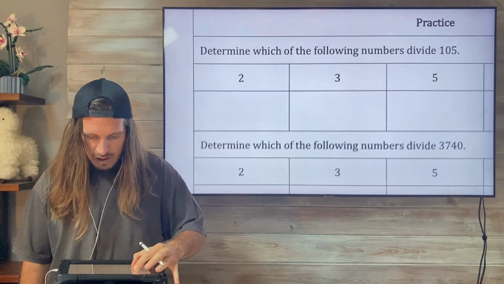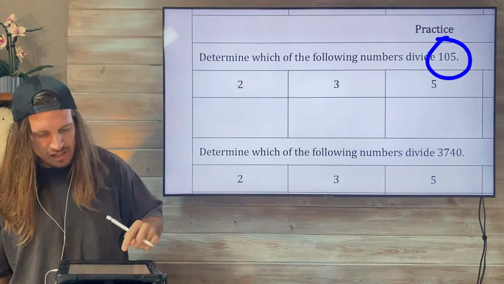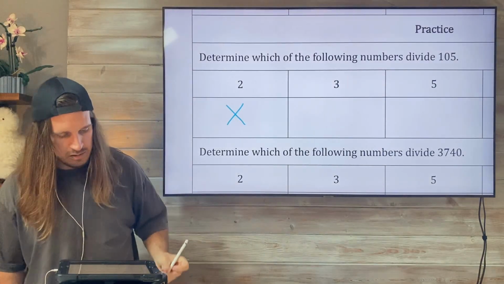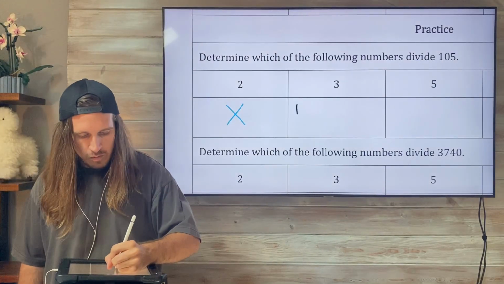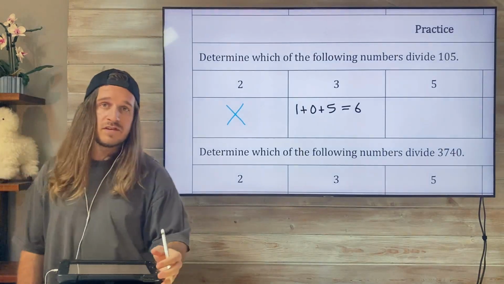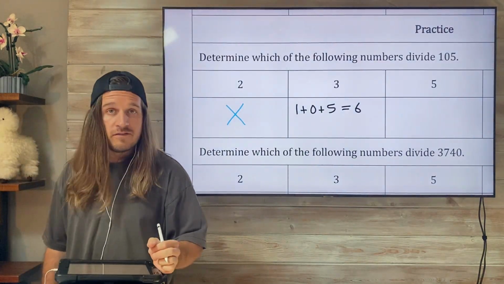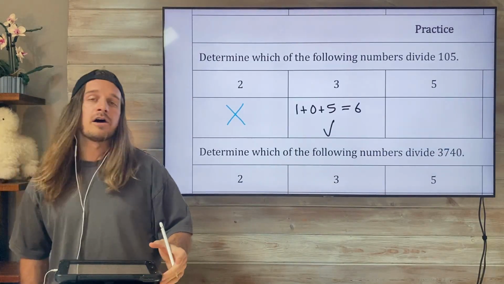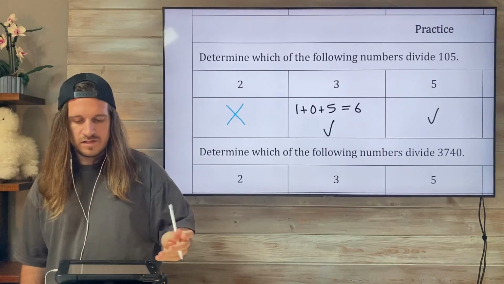Starting with 105. 105 does not end in an even number, so it is not divisible by 2. Let's add up the digits. 1 plus 0 plus 5, that is 6. 6 is divisible by 3, therefore 105 is divisible by 3. So that's a check mark there. 105 ends in 5, so it's divisible by 5.